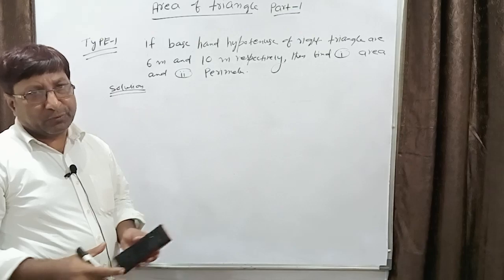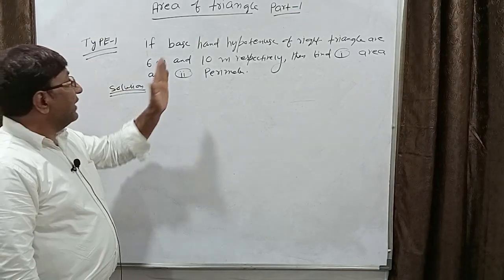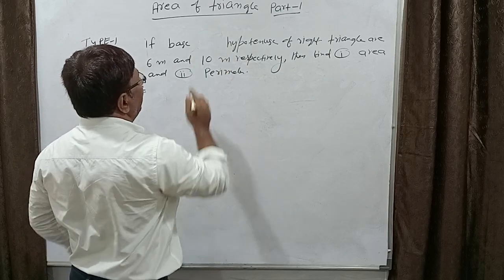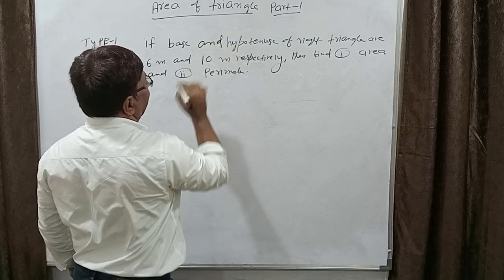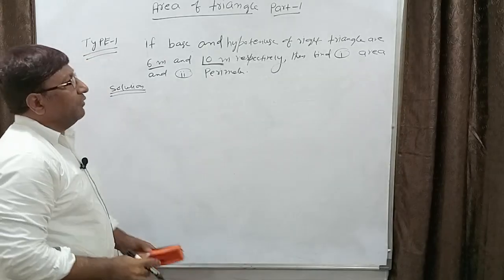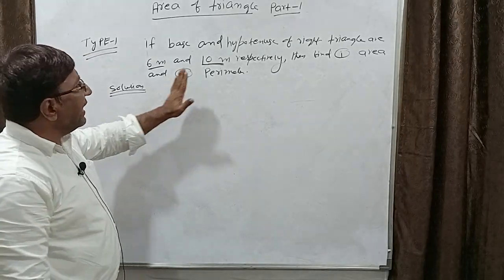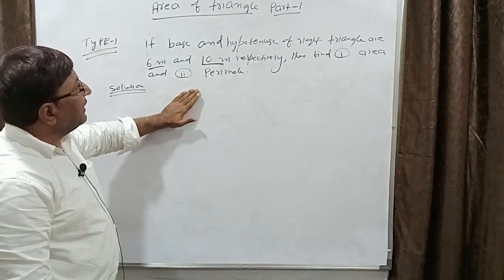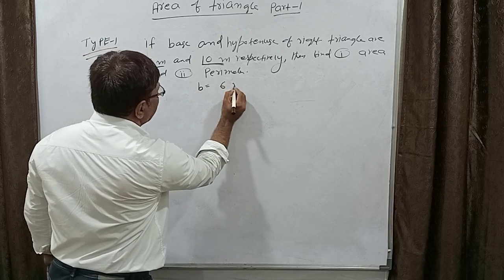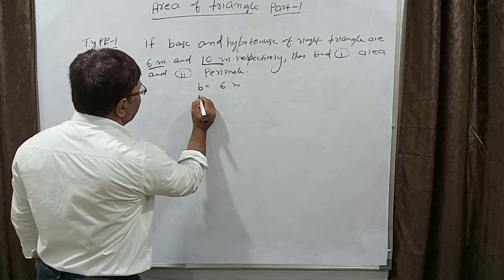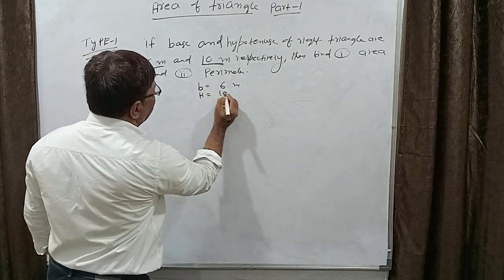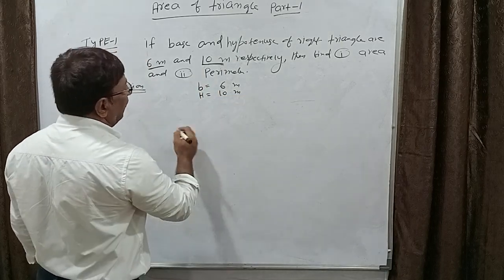Now see the first question. The first question is: if the base and hypotenuse of a right triangle are given as 6 meter and 10 meter respectively, then find the area and perimeter. So what is given here? Base B is given as 6 meter, and hypotenuse, capital H, is given as 10 meter.